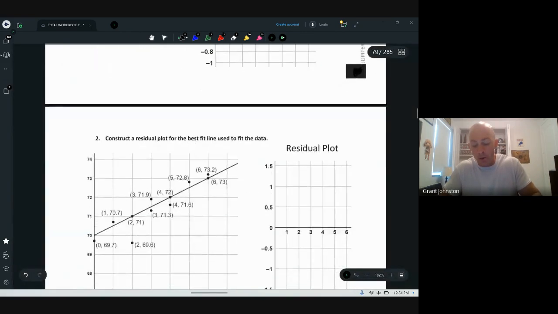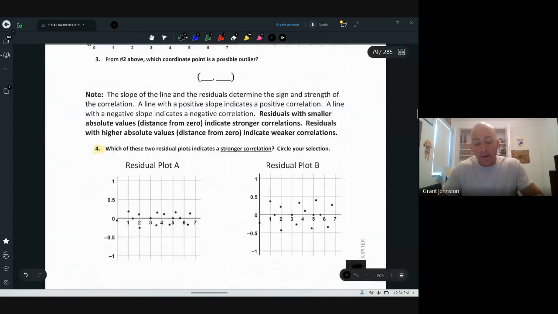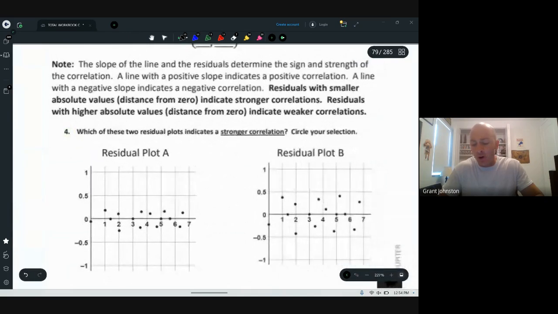So why don't you try the residual plot on here and then maybe you can see which one's the outlier just from looking at the scatter plot, hopefully, but the residual plot's going to make it a little bit more obvious which one is the outlier. So, a similar discussion to what I was trying to have with you.